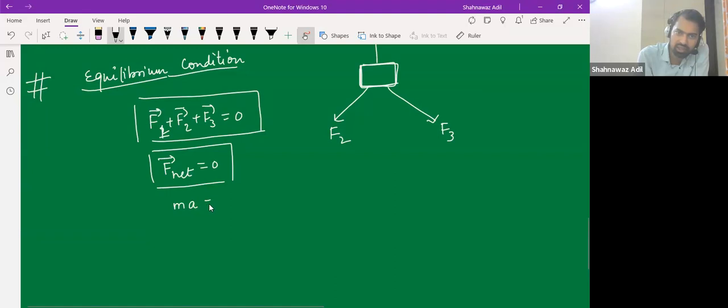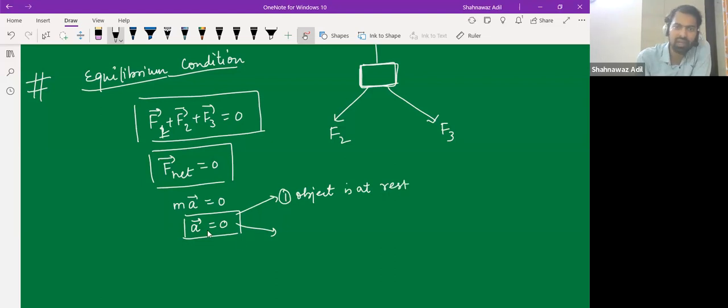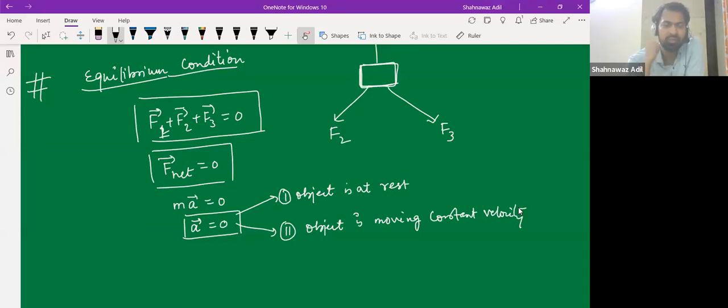If your F net is zero, then dp by dt, or mass into acceleration, is zero, right? Mass can never be zero, so which means that a is zero. And for what condition is acceleration zero? Acceleration is zero in two cases. One is that the object is at rest. Or the object is moving with constant velocity. Then acceleration will be zero, because there is no change in velocity.